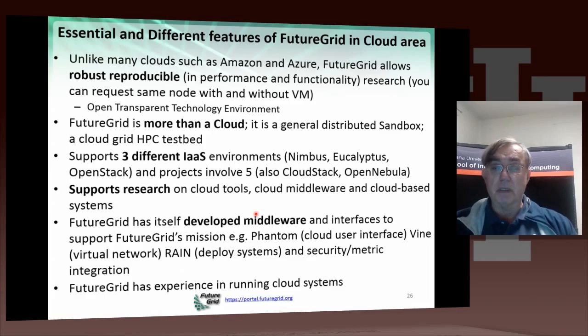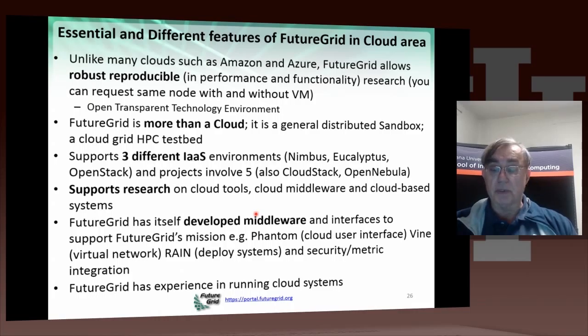We also have multiple infrastructure as a service environments, Nimbus, Eucalyptus, and OpenStack supported, and another two, CloudStack and OpenNebula, available through projects. We support not just production, but research on new tools, new middleware, and also, through the distributed environment, distributed and federated systems. I pointed out that FutureGrid has developed testbed as a service tools and middleware, which allows it to actually operate and deliver on its mission.